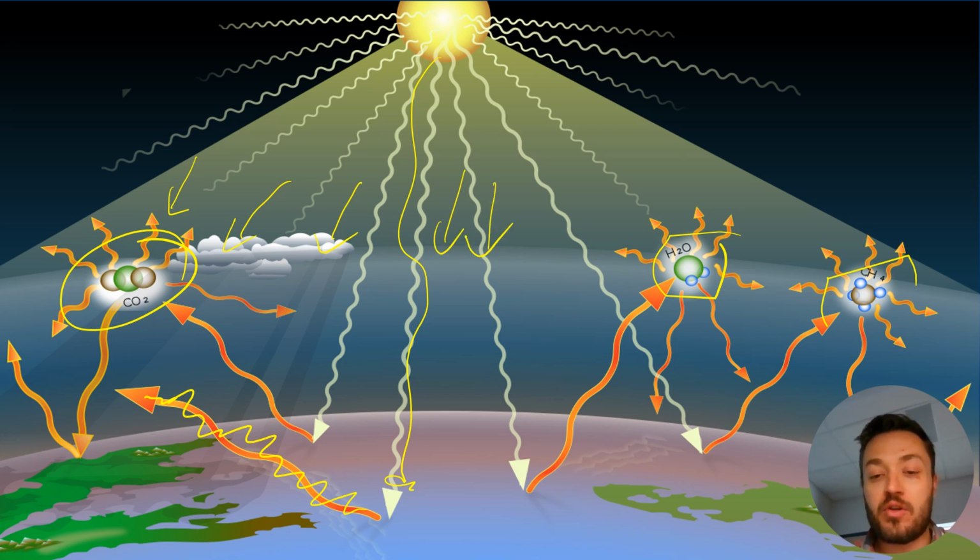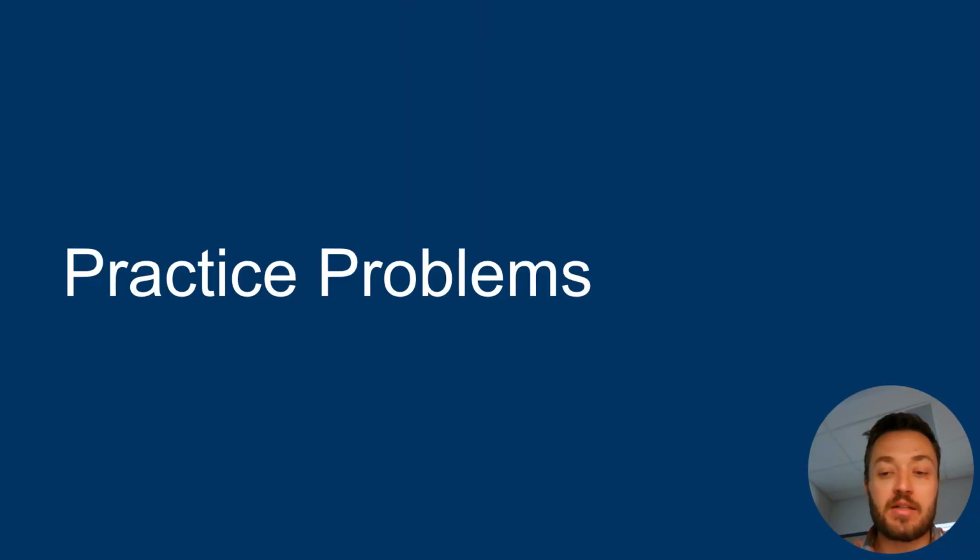The heat that the earth is radiating off gets trapped. That's like a super warm blanket. We call that global warming.